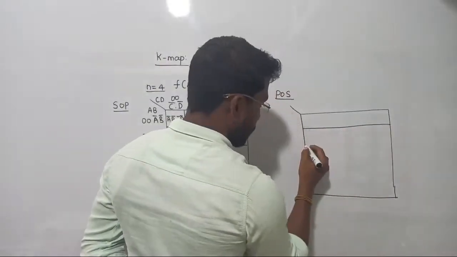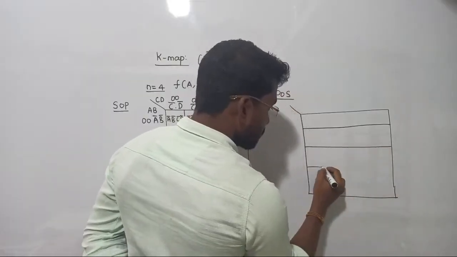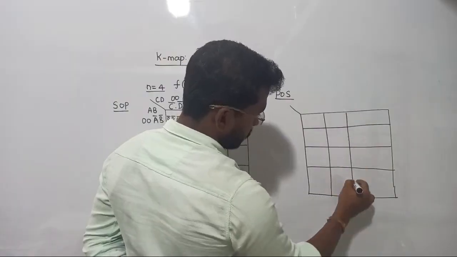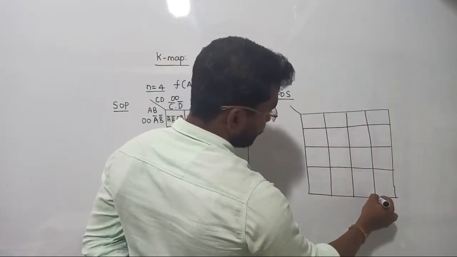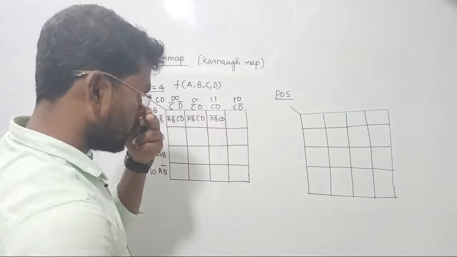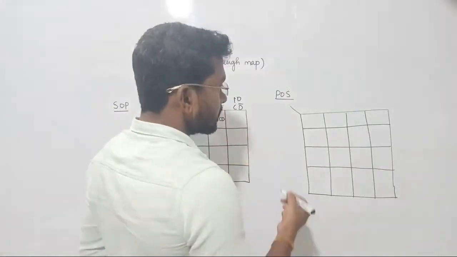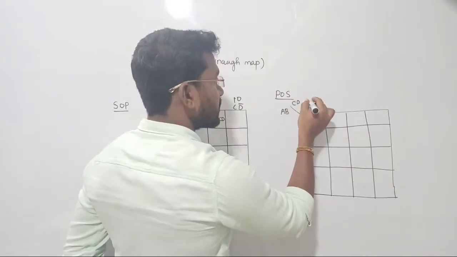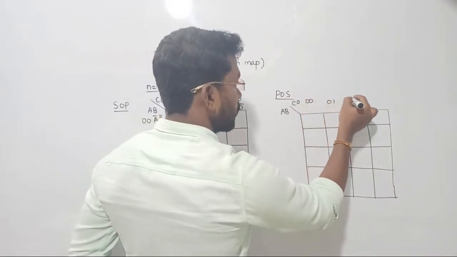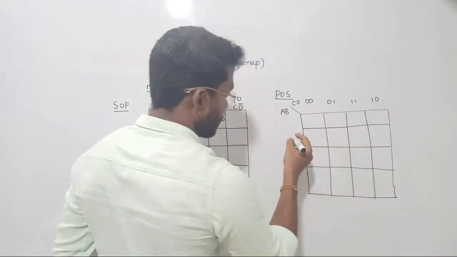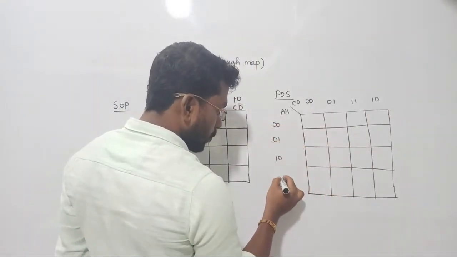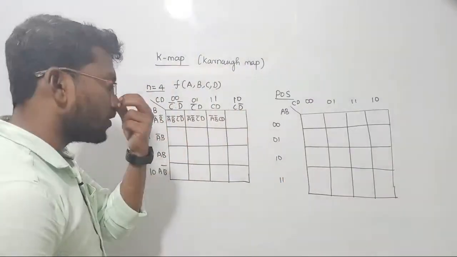Again, we have to consider 4 cells here. A, B, C, D, right? So let us consider the 4 possibilities: 0 0, 0 1, 1 1, 1 0. Similarly, this is going to be 0 0, 0 1, 1 0, 1 1. Fine, right? So let's start our journey with this.